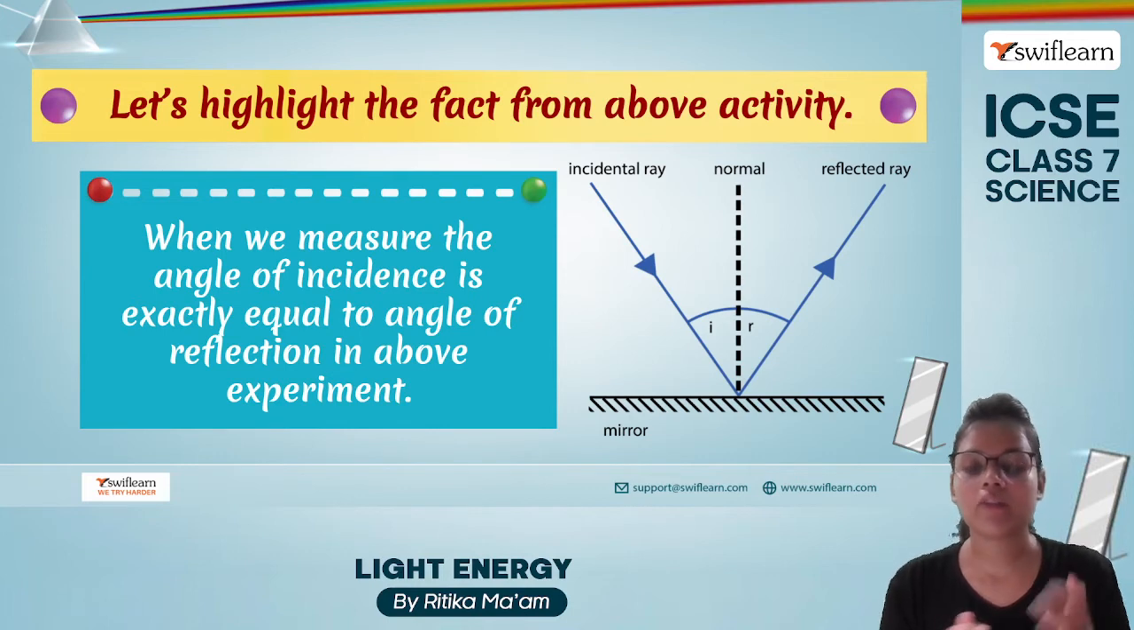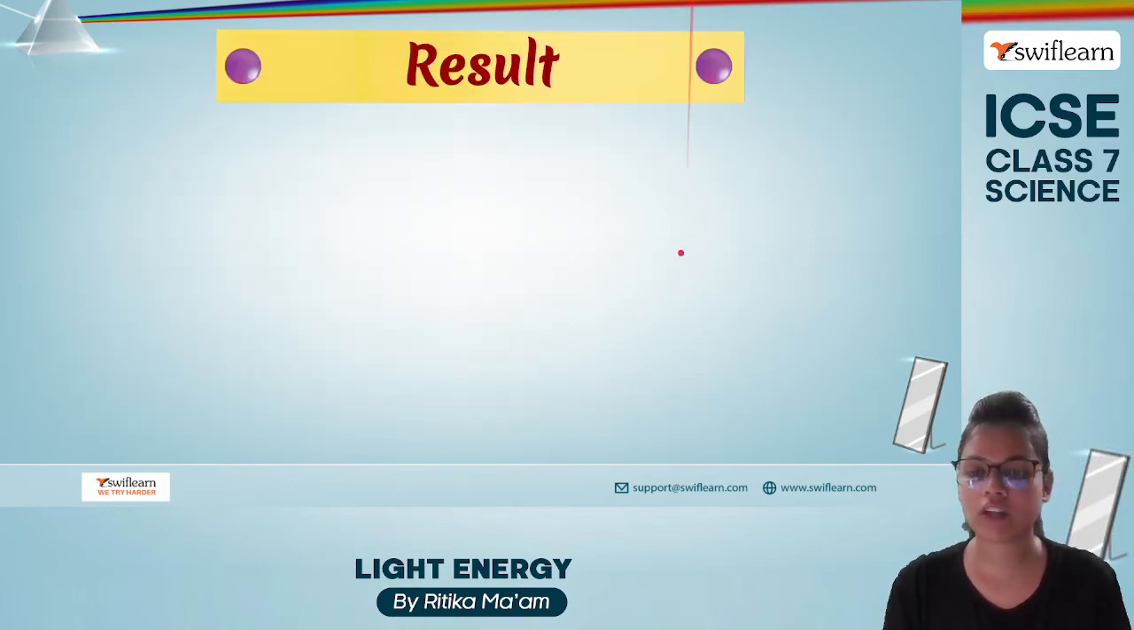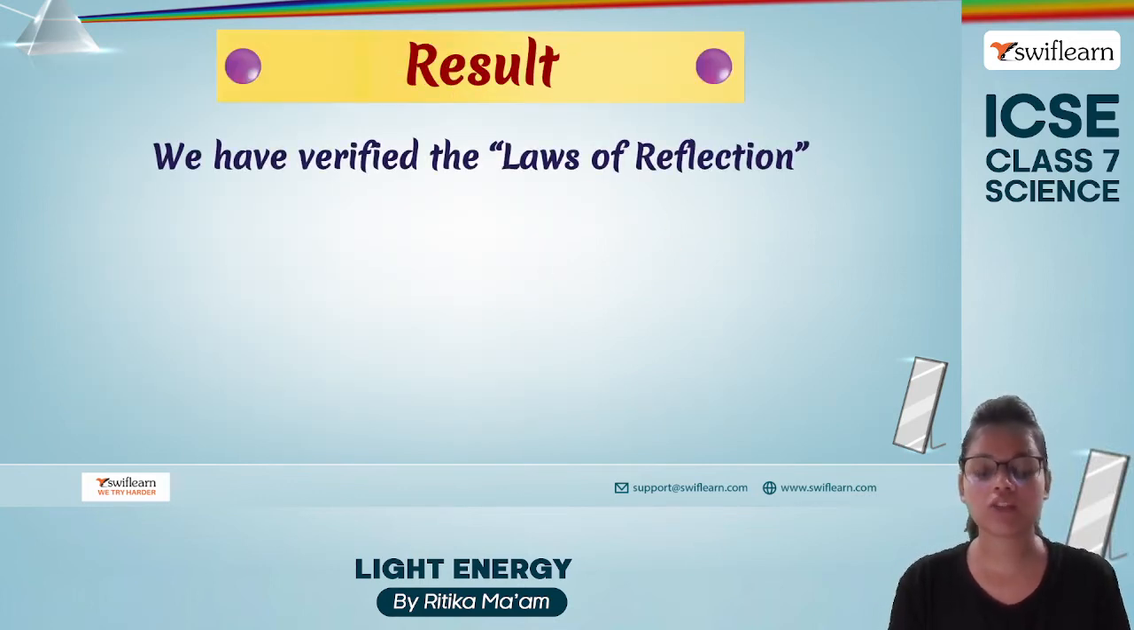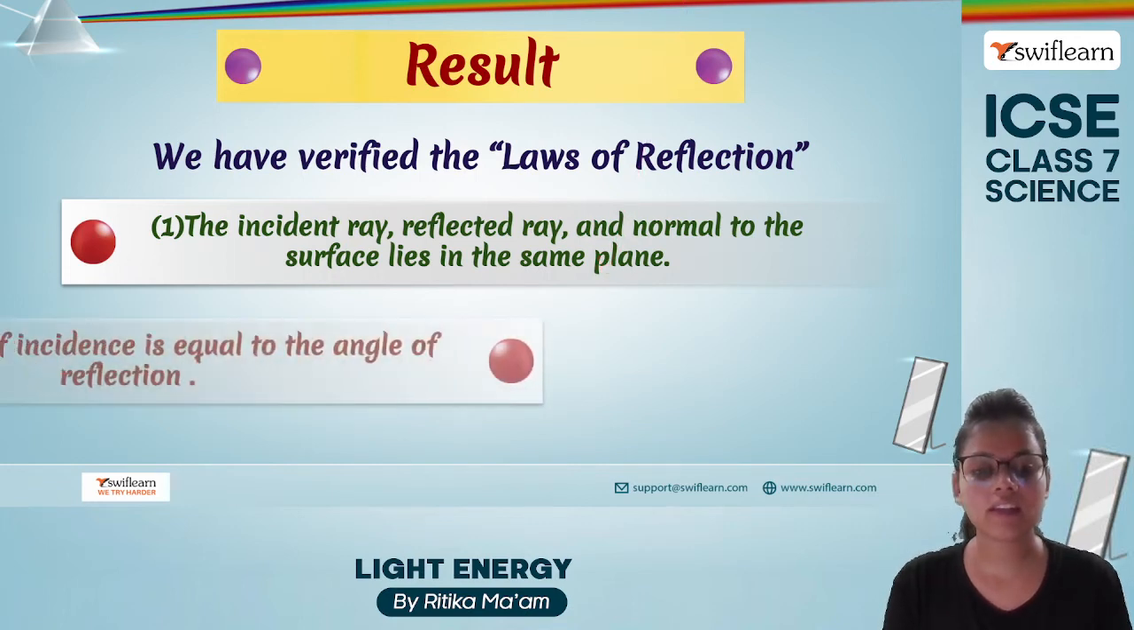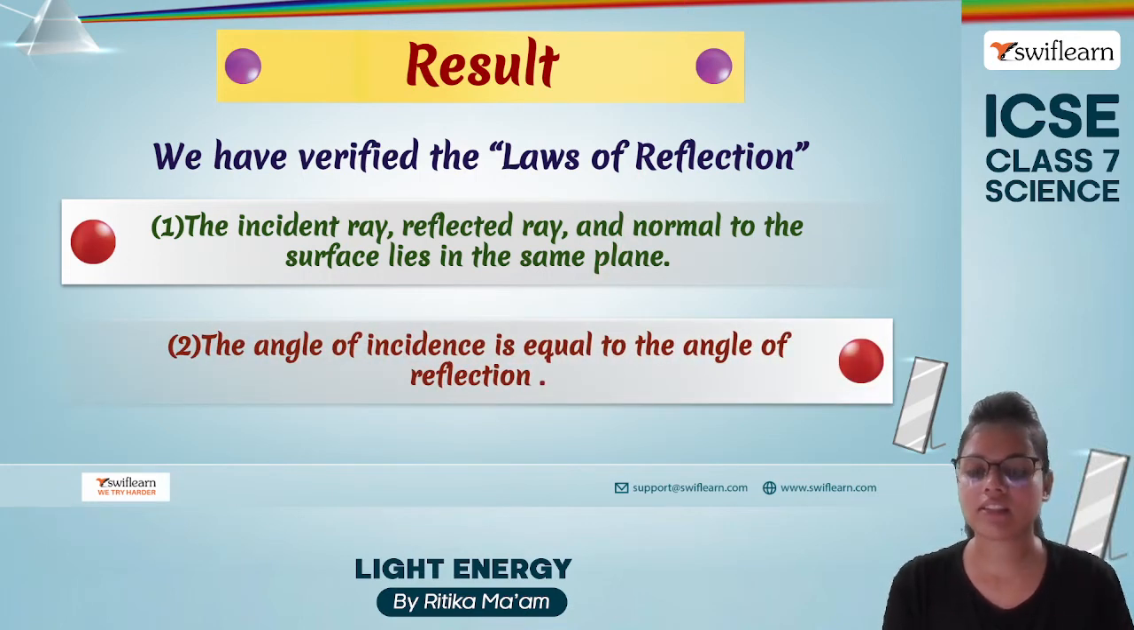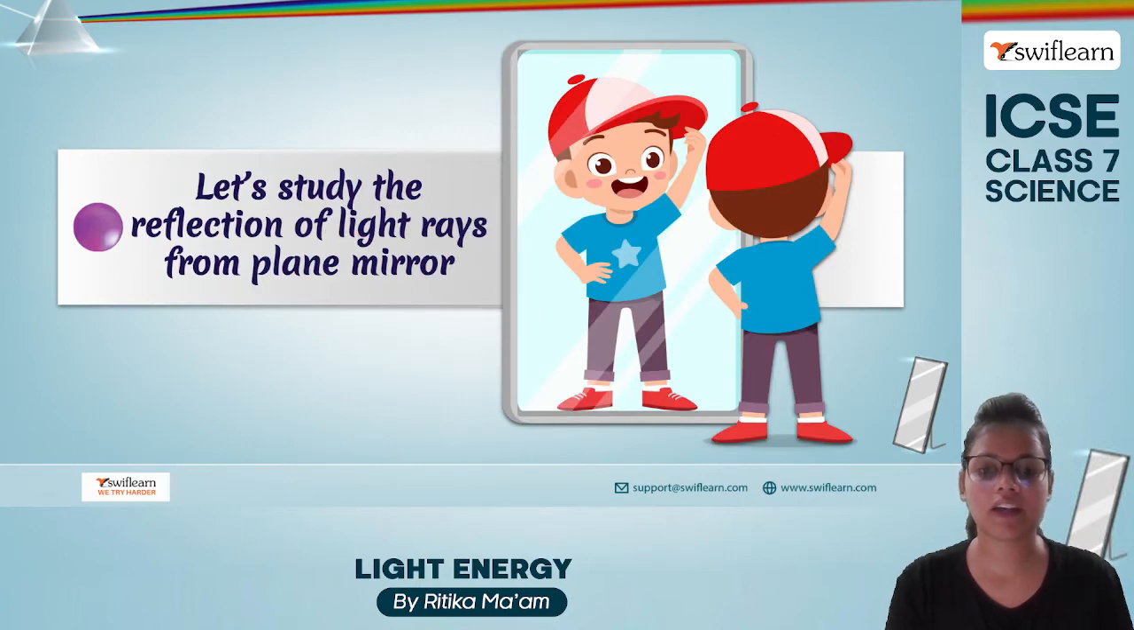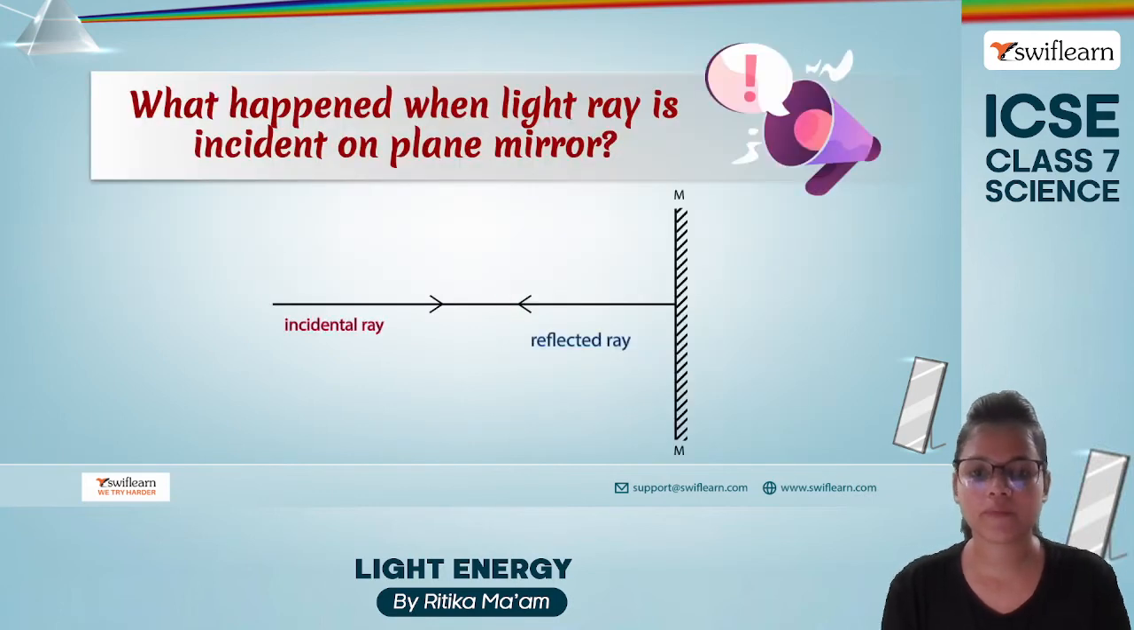Now when we measured the angle of incidence and angle of reflection, they came out to be exactly equal, which proves our first law. So we have verified the laws of reflection, which say the incident ray, reflected ray and normal at the point of incidence lie in the same plane, and the angle of incidence is equal to the angle of reflection. Now let us study the reflection of light rays from a plane mirror.